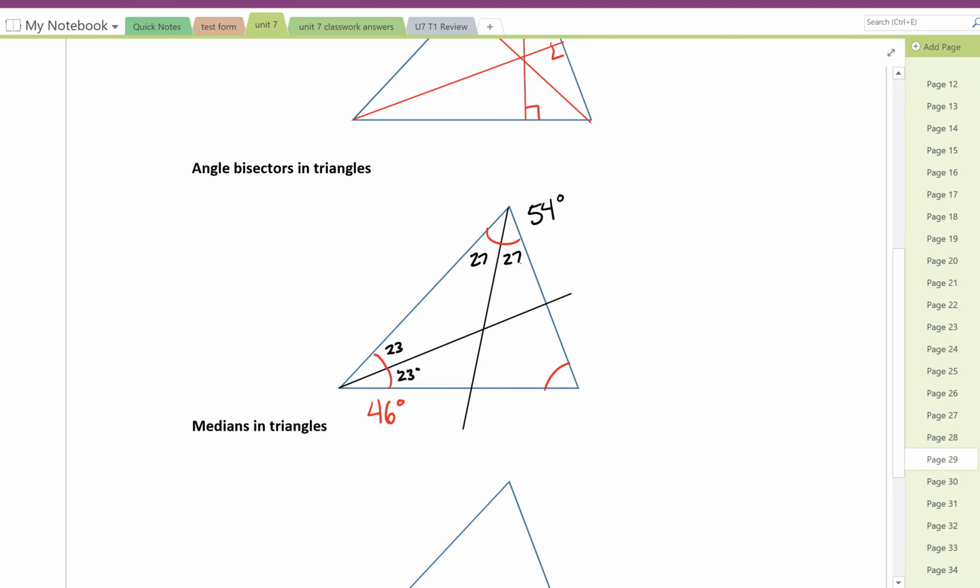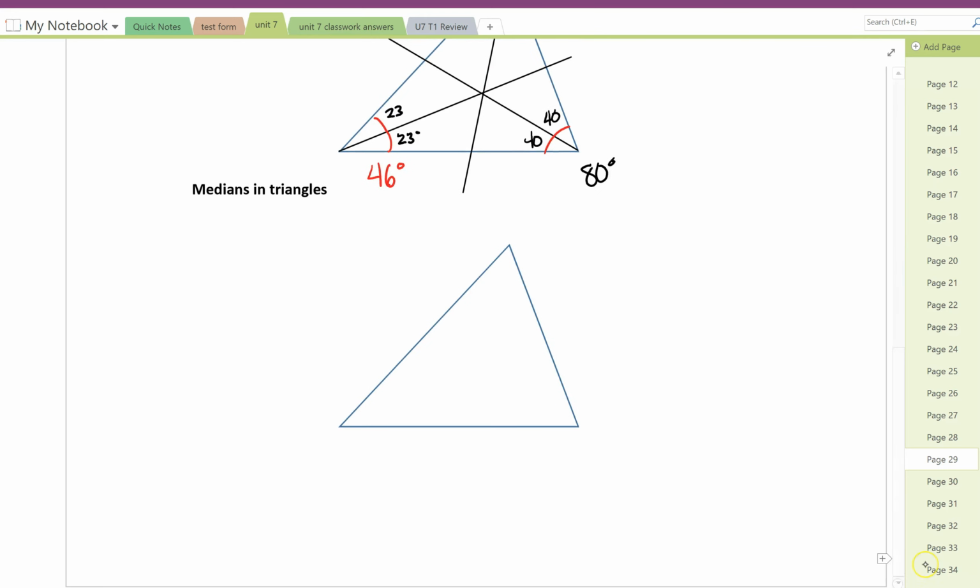Last one, if this angle over here is 80 degrees and I bisect it, that means I'm splitting it into two 40-degree angles. So just like with altitudes, all triangles have three angle bisectors as well.